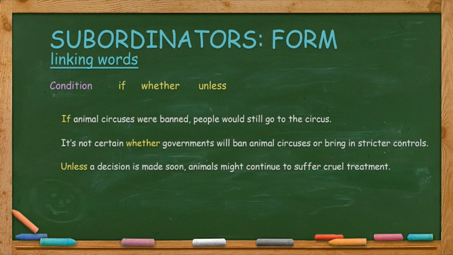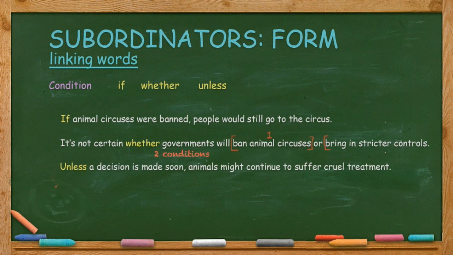Condition. If, whether, unless. If animal circuses were banned, people would still go to the circus. It's not certain whether governments will ban animal circuses or bring in stricter controls. You should use whether when there are two conditions. Here the two conditions are to ban animal circuses, number 1, or bring in stricter controls, number 2.